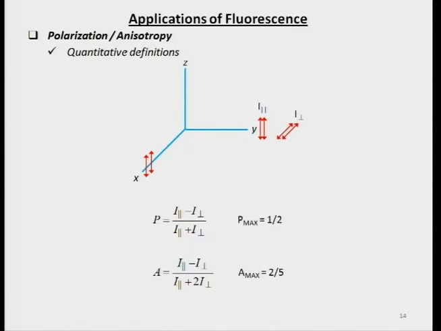The max value is... both of these terms should typically be positive, because the parallel is likely to be much more intense than the perpendicular. So it should typically be positive. So it goes from 0 to 2.5 or 0 to half maximum.